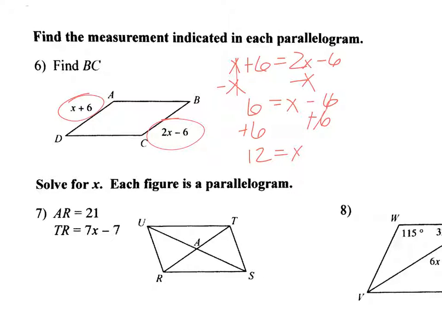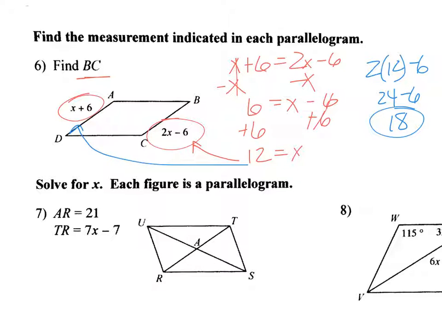Now, here we have to find BC. So BC is this one right here, so I'm going to plug that in. I'm going to write this in blue, so 2 times x is 12, minus 6, so that would be 24 minus 6, which would be 18. Now, a good way to check and make sure that's correct, go ahead and plug that into the other side. What's 12 plus 6? Well, it's 18, so yes, that's correct.